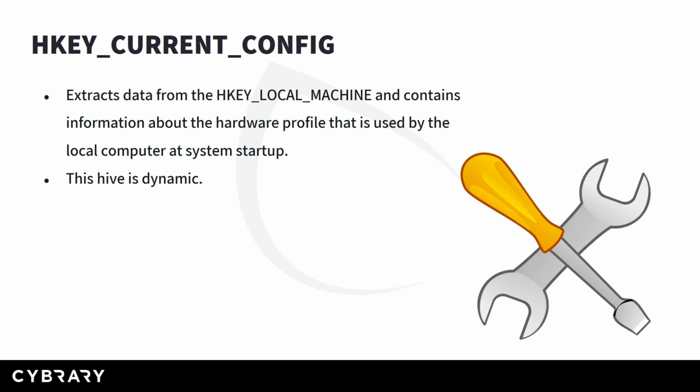HKeyCurrentConfig extracts data from the HKeyLocalMachine key and contains information about the hardware profile that is used by the local computer at system startup. This hive is dynamic, meaning it is built on the run.